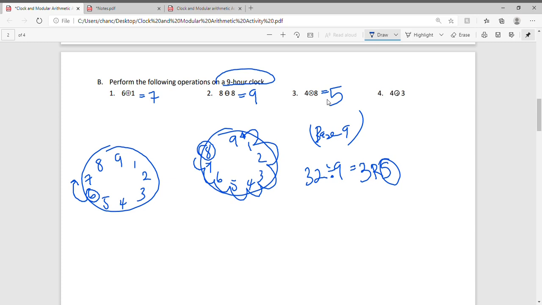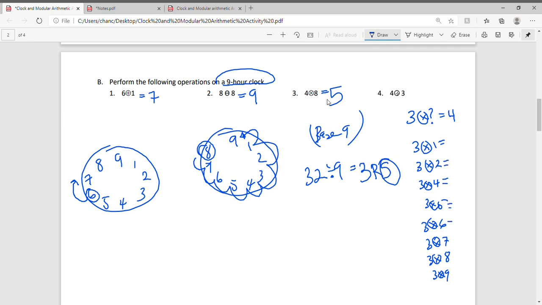For question 4, I want to consider the multiplication version of this question. 3 times what is going to give me 4? And we'll have to check. 3 times 1, 3 times 2, 3 times 4, 3 times 5, 3 times 6, 3 times 7, 3 times 8, 3 times 9. And that's all of them for a 9-hour clock system. So please try these on your own. And again, when you get your number, divide by 9 to convert it to a 9-hour clock system.